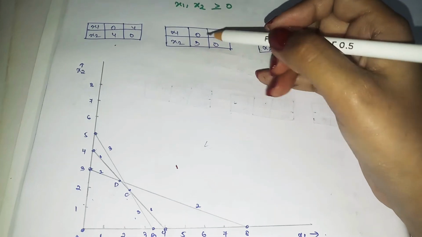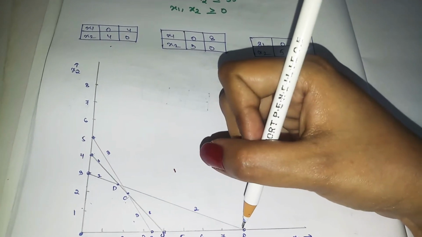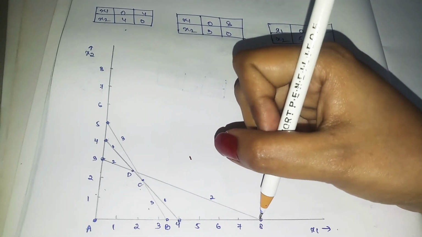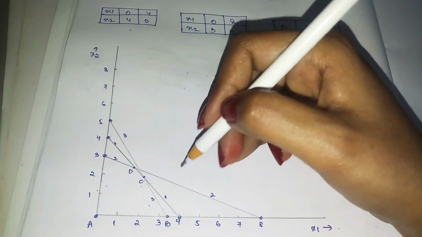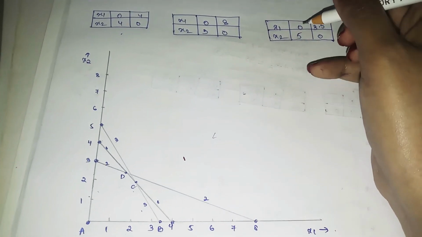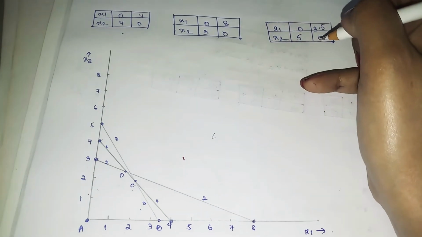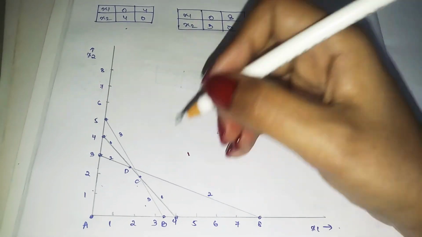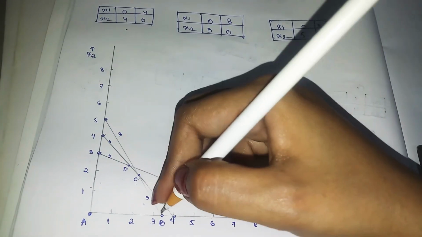Okay, let's see. When x2 equals 0, x1 is 8. As you can see, I have joined this 8 with 3. So this is constraint number 2, as I have written on both sides. And for the last one, when x1 equals 0, x2 is 5, which means this one. And when x2 equals 0, x1 is 3.5, which means this one. So I have joined 5 with 3.5.